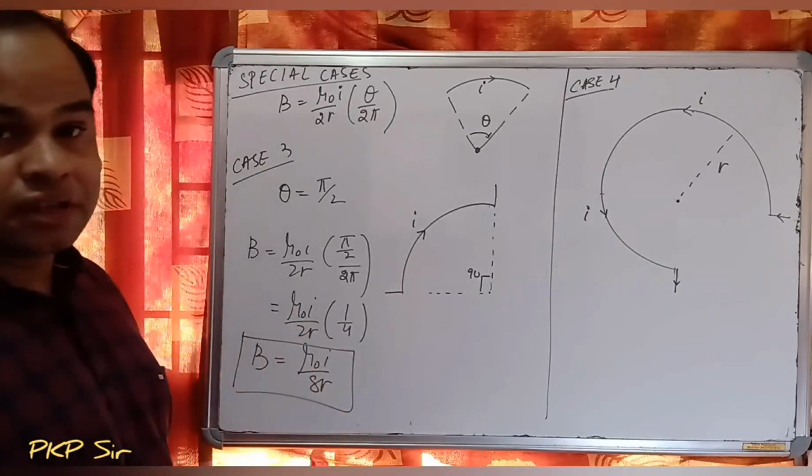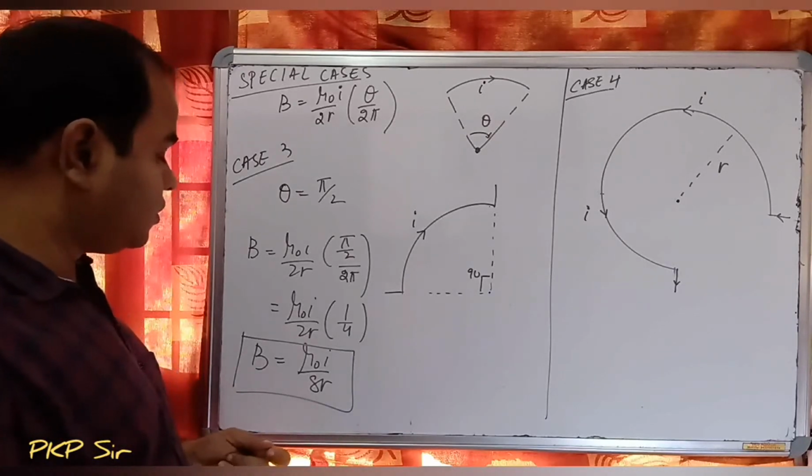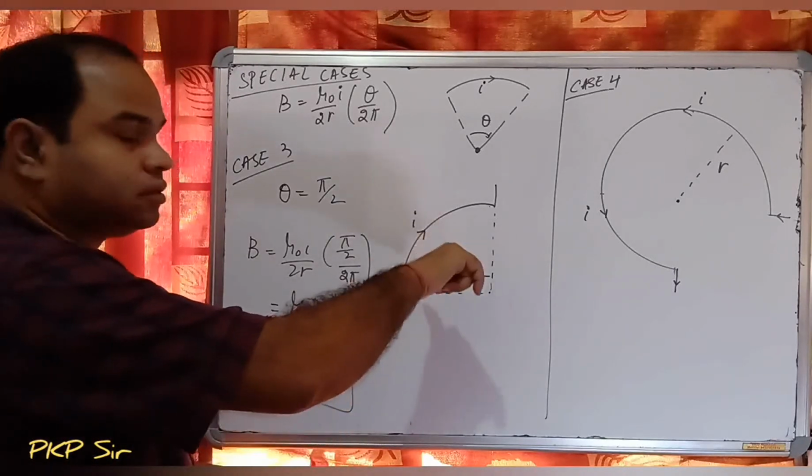So for a quadrant of a circle carrying current I, the magnitude of magnetic field is mu naught I by 8r. What is the direction? It is inward.